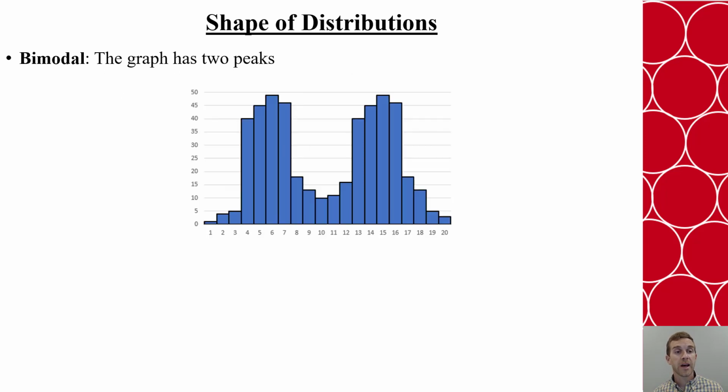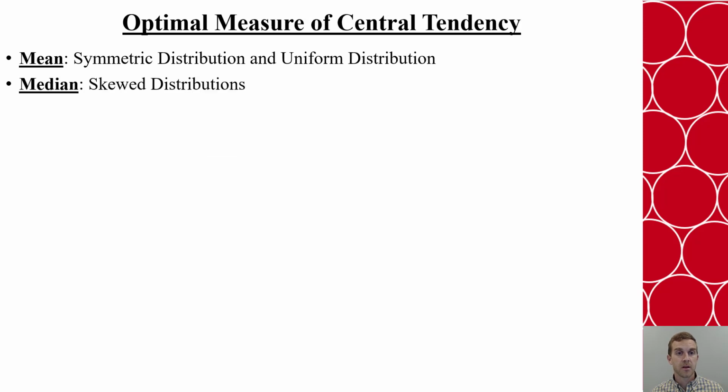Now we can also have a bimodal distribution. This happens when there are two locations that may have larger frequencies than anywhere else in the graph. And often we'll use the mode with this to explain what's happening. Now, some of the other optimal measures of central tendency occur when we're looking at the symmetric and the uniform. We want to use the mean. And when the data is skewed, we're going to use the median because the skewed data is being impacted by those outliers that are creating the tail.